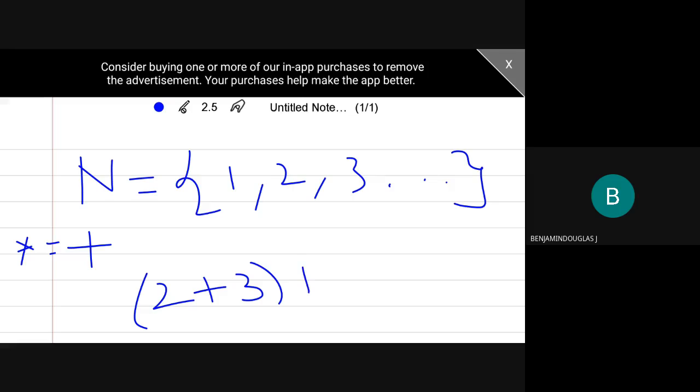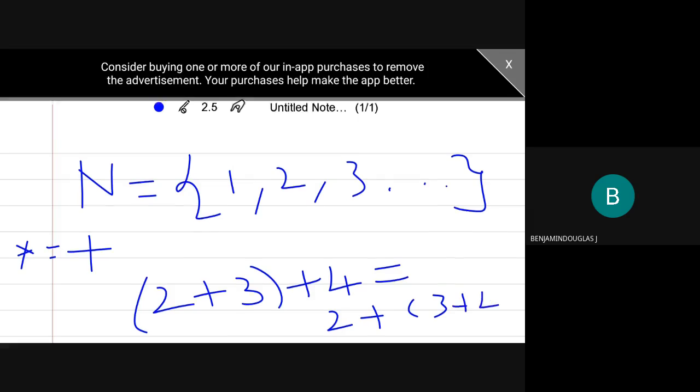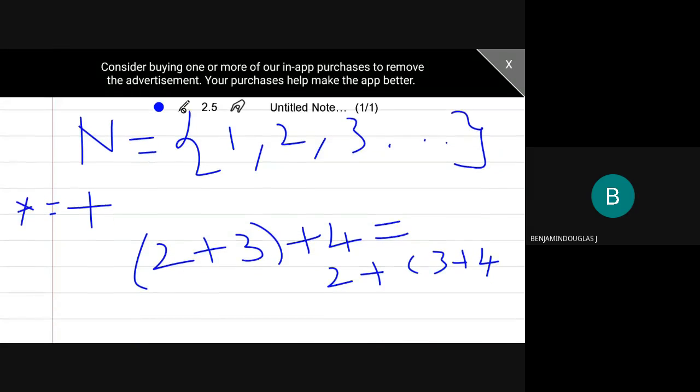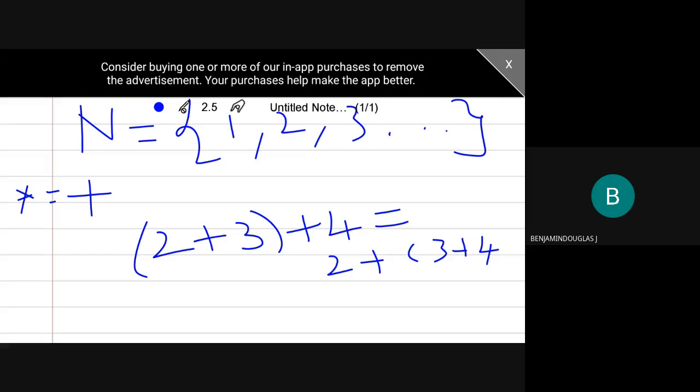Suppose we add one more number, that is 2 plus 3 plus 4. Whether this expression is equal to the one where we change the bracket, that is (2 plus 3) plus 4 and 2 plus (3 plus 4), whether the two expressions are the same or not. We try to check this structure.